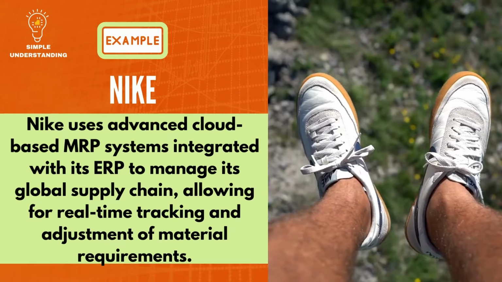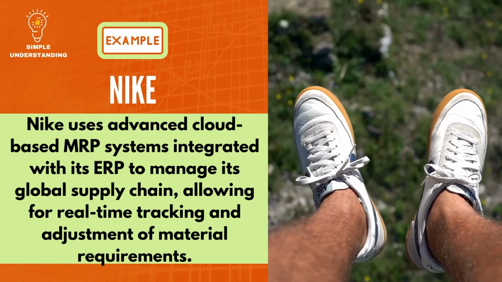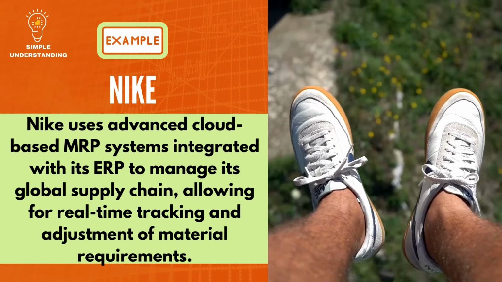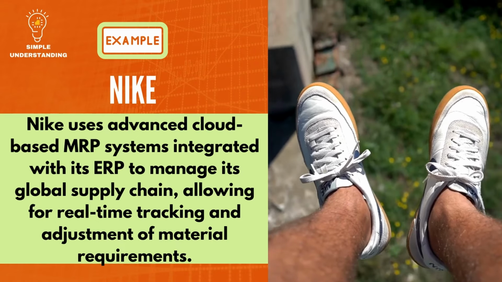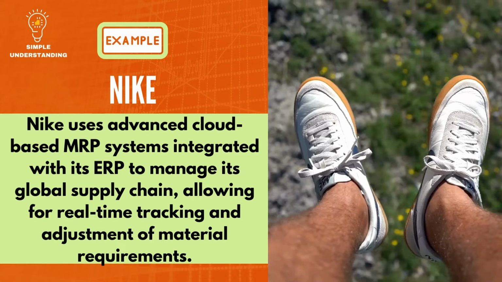Example: Nike. Nike uses advanced cloud-based MRP systems integrated with its ERP to manage its global supply chain, allowing for real-time tracking and adjustment of material requirements.